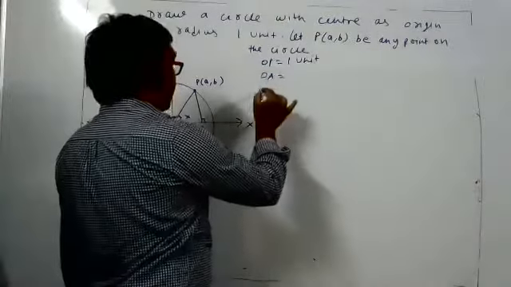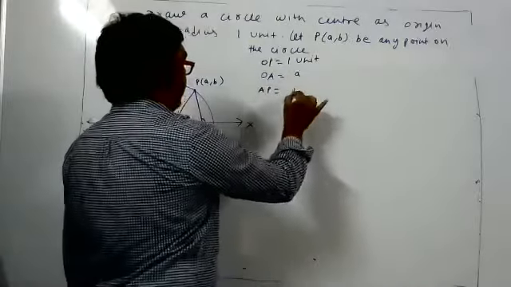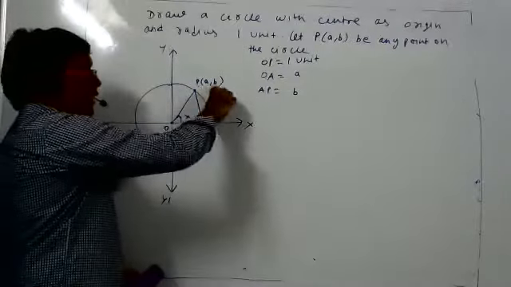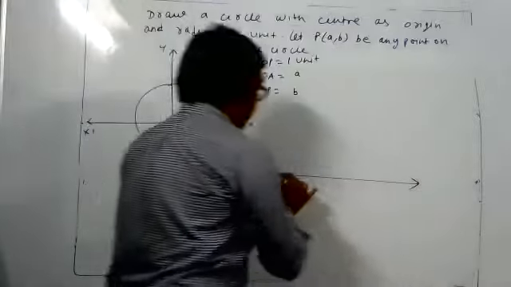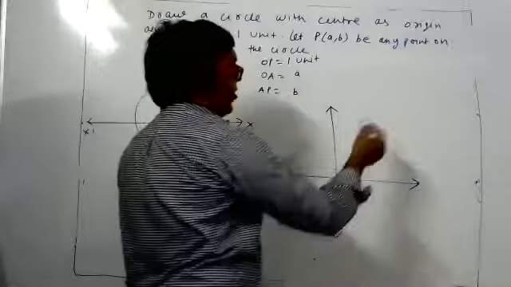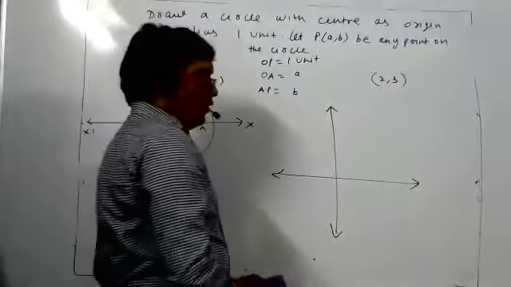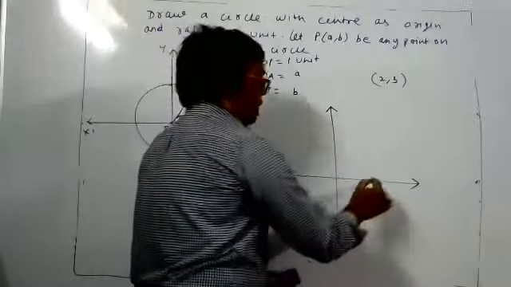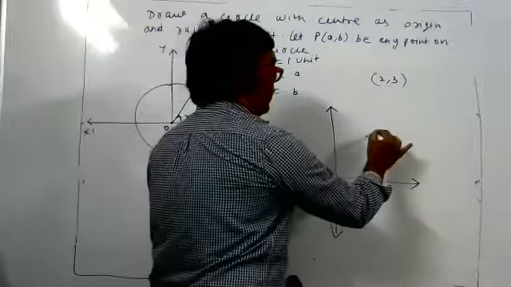I think it is easy to understand. This is a, this is b. This length OA is a and AP is b. It's very simple. This is used again, that's why I'm teaching again. Suppose I say, where is the point (2, 3)? You will start from the origin, move toward the right 2 units. Then you will go vertically upward 3 units. This is the point (2, 3).